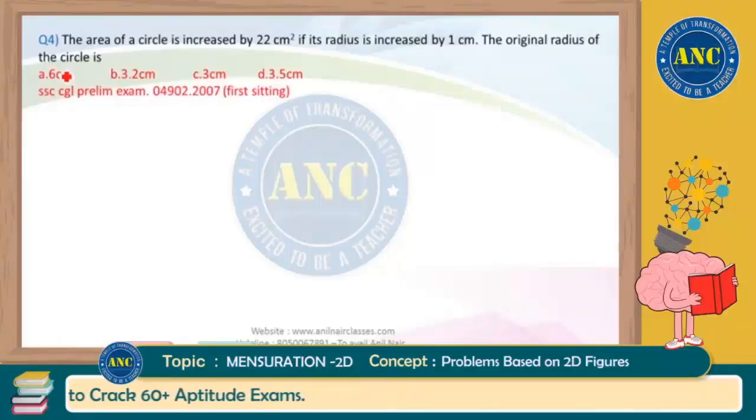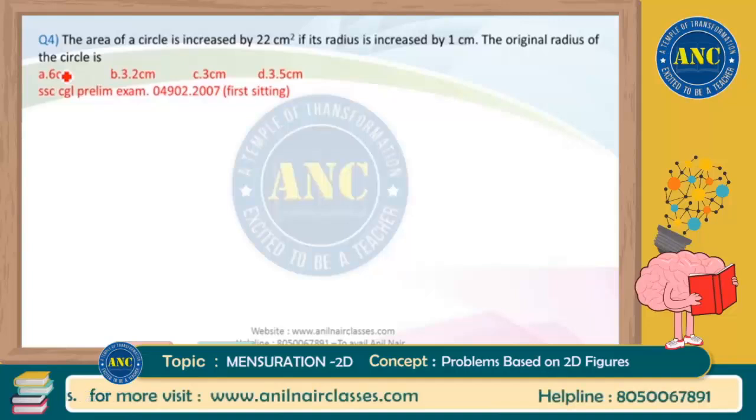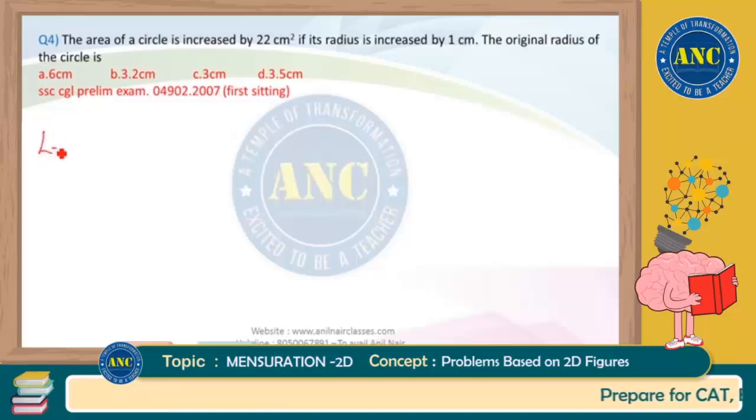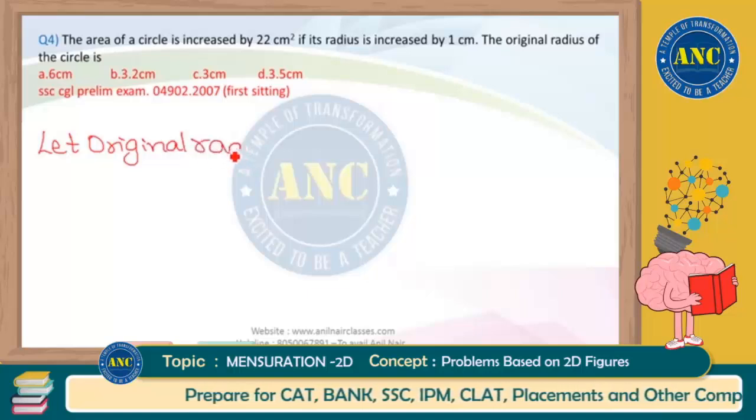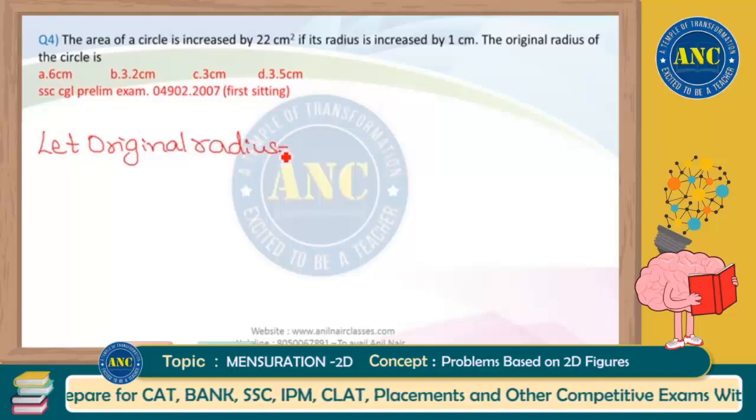Next, question number 4. Your question 4 is, the area of a circle is increased by 22 centimeter square if its radius is increased by 1 centimeter. Find the original radius of the circle. Now listen to this carefully, sir. I don't know the original radius, but what I know how to solve this question is, let the original radius be r centimeters.